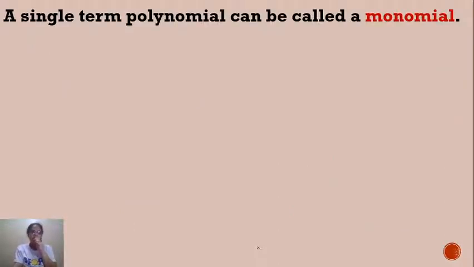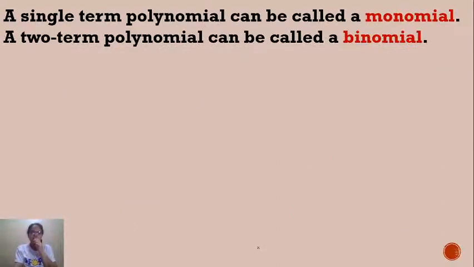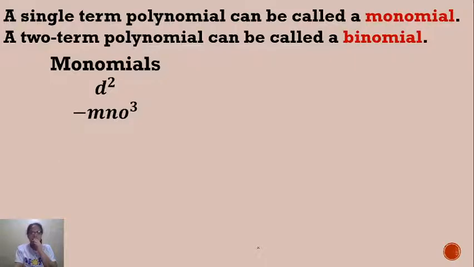A single-term polynomial can be called a monomial, and a two-term polynomial can be called a binomial. Last time we talked about terms. Terms are parts of an algebraic expression separated by plus or minus. What are examples of monomials? We have d squared, negative mno cubed, 16x squared y to the fourth, and negative a squared over 5.